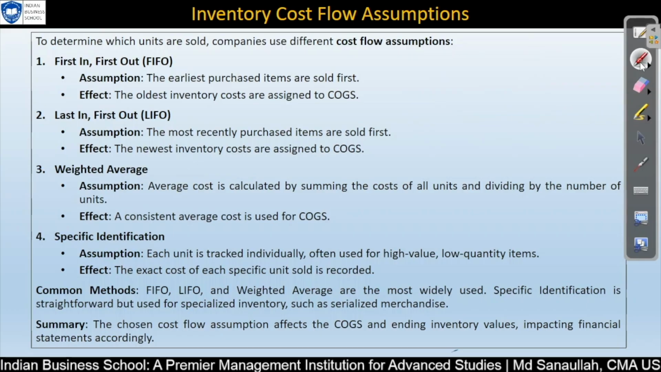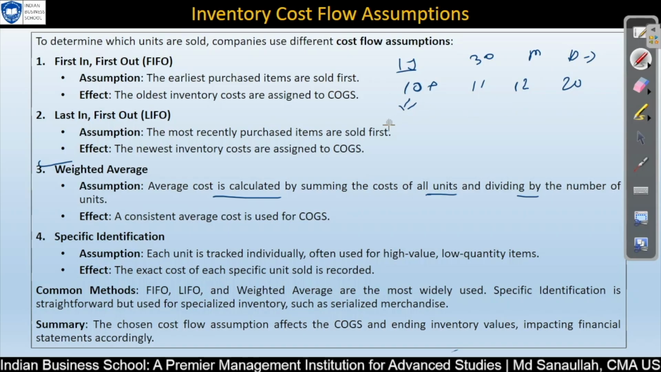Okay, so now we talk about weighted average. Average cost is calculated by summing up the cost of all units and dividing by the number of units. Maybe on January 1 you purchased for $10, and for the same product on 30th January maybe $11, and in March the cost has increased to $12, and in December the cost has increased to $20.